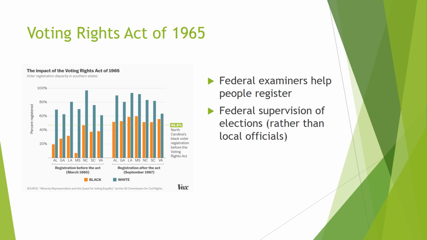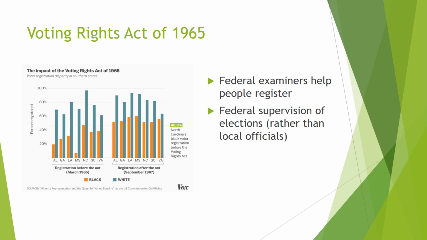Once the Civil Rights Act of 1964 is passed, the civil rights movement shifts its focus from desegregation to voting rights. Take a look at this chart on the left-hand side. This shows the percentage of eligible voters in southern states that were actually registered to vote. So in the orange, you see the African American population of these states. Take a look at Mississippi. Roughly, maybe 5 to 8% of eligible Black voters were actually registered to vote.